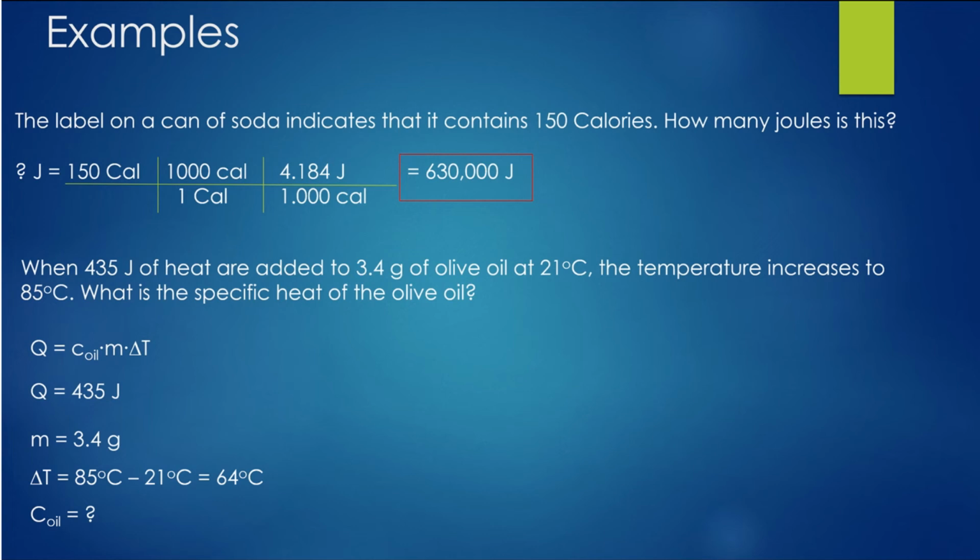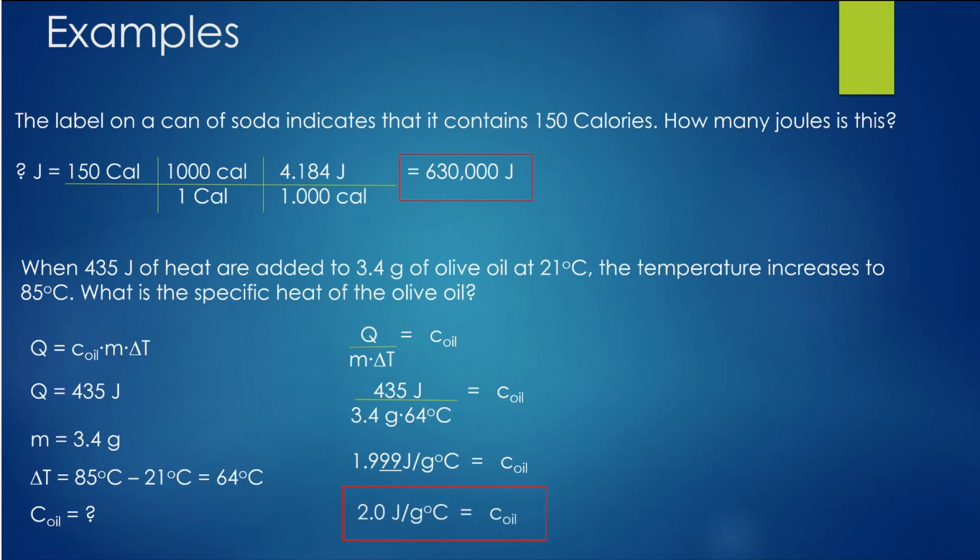And we're looking for the specific heat, or C, of the olive oil. I'm going to isolate my variable. So again, here is the straightforward equation. Here I have isolated my variable. In order to get the specific heat on the side by itself, I'm going to divide my energy by the mass times the change in temperature. I can plug in my variables, and I get a specific heat of, with significant figures, 2.0 joules per gram degree Celsius for the oil.